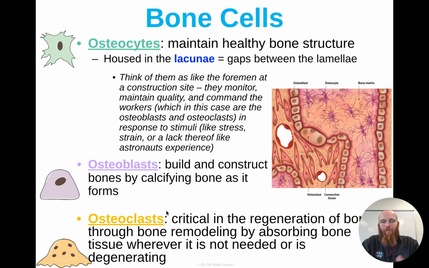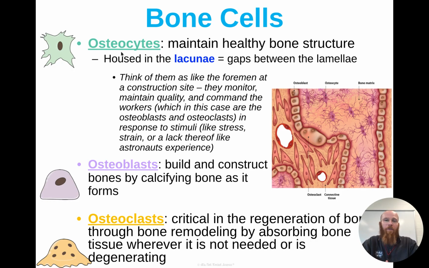Osteoclasts are the bone breakers. These are really good for regenerating bone through bone remodeling. They help to absorb existing bone tissue where it's either not needed or it's degenerating or damaged. So it's really good at the remodeling process because it can break down existing but unnecessary or damaged bone tissue. Okay, so osteoblasts are the bone builders, osteoclasts are the bone breakers.